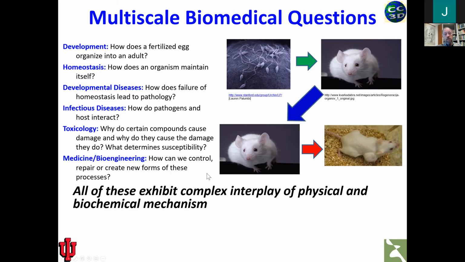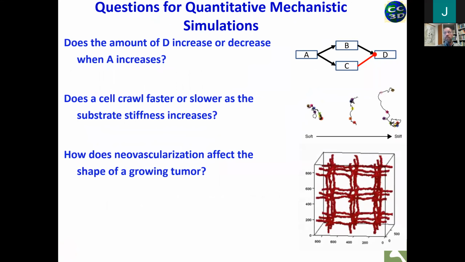In all of these problems, we have interactions at multiple scales, and there are complex interactions not only between scales, but between biochemical and physical processes, mechanical processes, electrical processes, and so on. And so we have to understand how those interactions work.